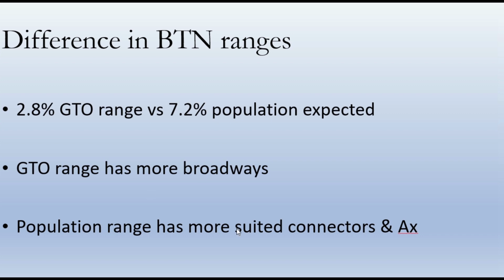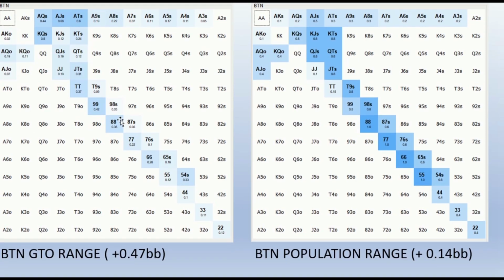And the population range has more suited connectors that dilute the so-called strength of its range, with hands like 7-6 suited, 8-7 suited, 9-8 suited. So these are basically the ranges. You can see how GTO plays way tighter compared to the button population range that I've actually assigned.